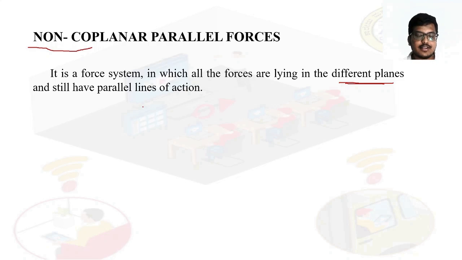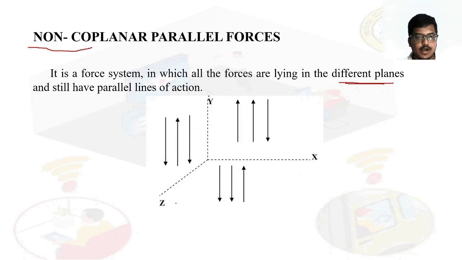Okay, if we consider that table in 3D form, see, x, y, z. In the earlier case, we had only the x, y plane. Here we have x, y, z: the x, y plane, y, z plane and z, x plane. 3 planes, so 3D. It is a force system in which all the forces are lying in different planes. They are not lying in only one plane. They are lying in different planes and still have a parallel line of action.